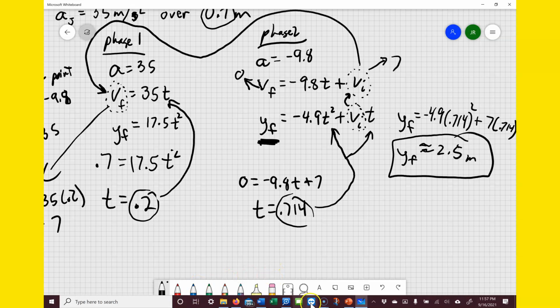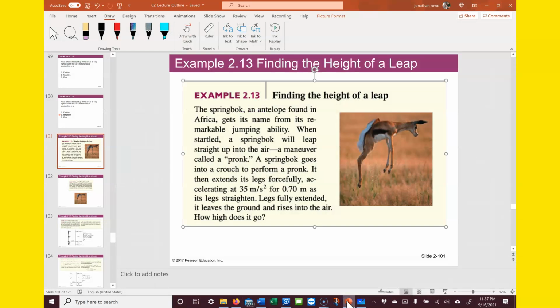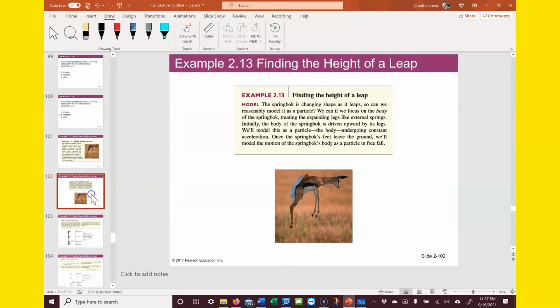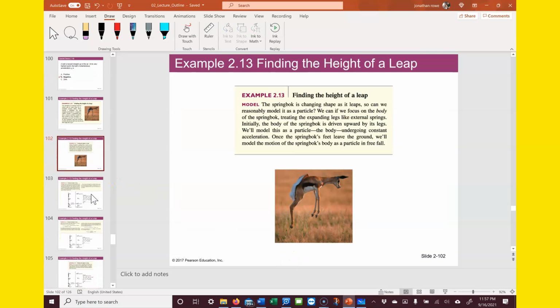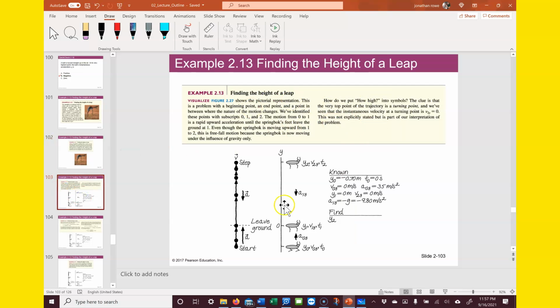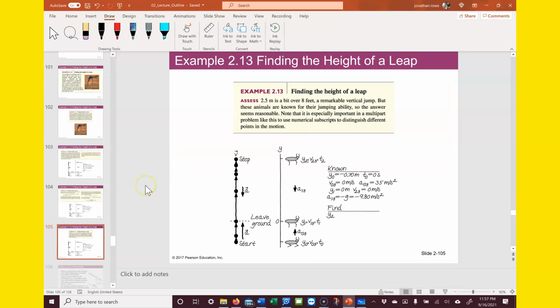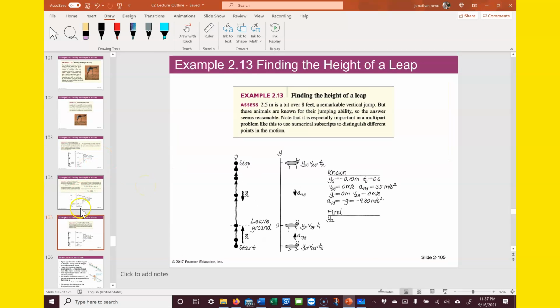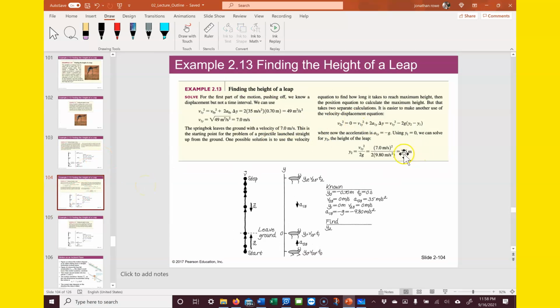All right. Let's go back to the PowerPoint. Feel free to read this explanation, and this one, and this one. But notice that they do get the answer to be 2.5.